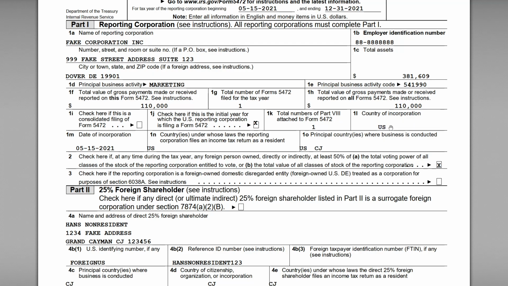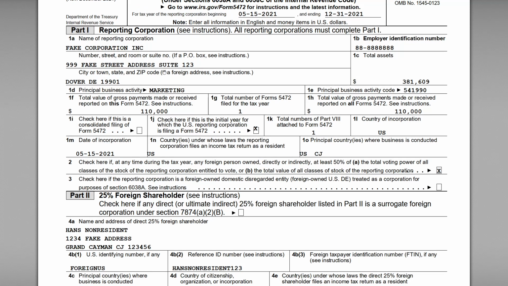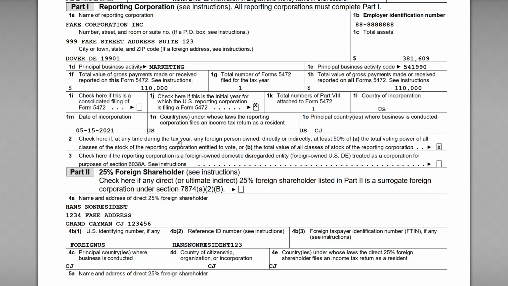And the country of incorporation of the entity, right? So this is a U.S. domestic entity, so we're putting in U.S. Remember, you can have reporting corporations that are foreign, right? So if we have a foreign corporation engaged in trade or business, it wouldn't be a U.S. company, right? It might be set up in another foreign jurisdiction, and so you would enter the country where the entity was formed. Date of incorporation, 1N, countries under whose laws the reporting corp files an income tax return as a resident.